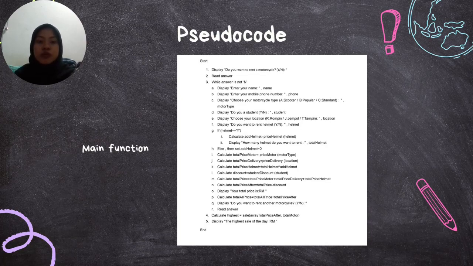After that, we will ask the user again if they want to rent another motorcycle or not. They can enter Y again and again if they want. And then we will stop this loop after the user enters N. Lastly, we will calculate the highest to display the highest sale of the day.